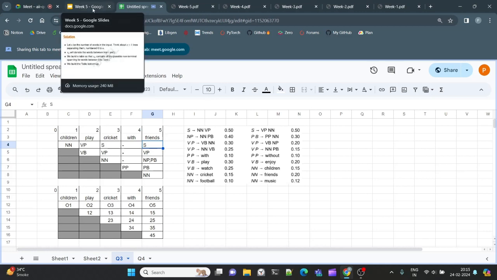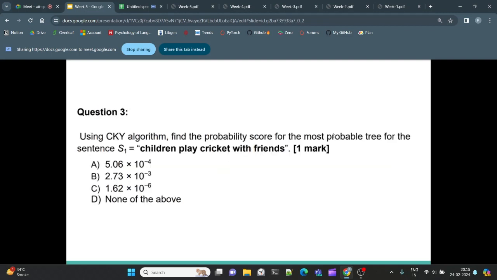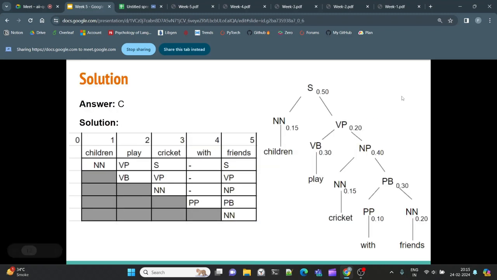I tried a slightly different thing over here. Now we have the CKY algorithm, so this was the result. From there, we can construct the parse tree. So if we draw the parse tree, we know the probability corresponding to each production rule. If we simply multiply these values, we'll get the answer, 1.62 into 10 to the power minus 6. So that would be our answer.